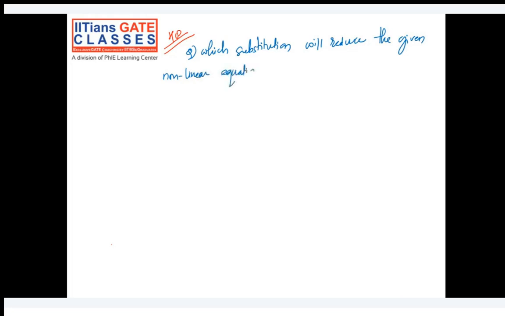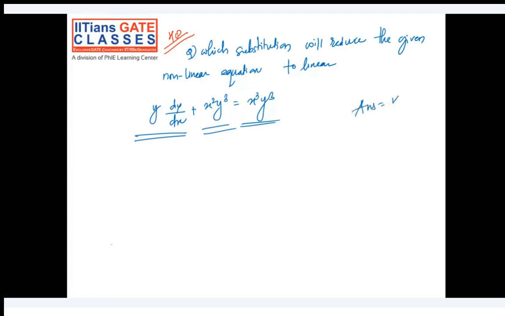The non-linear equation is y dy by dx plus x square y cube equal to x cube y cube. And of course, it's non-linear because y and higher powers of y are there in all the terms. So you have to solve this. And the answer in this case is v equal to 1 upon y. So this substitution will reduce the given non-linear equation into the linear. You can try it and check whether you are also getting the same answer or not.